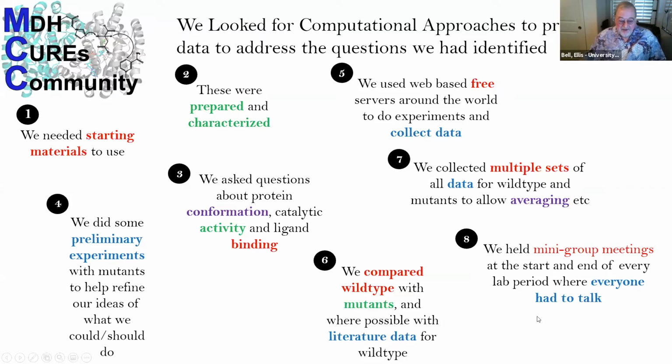The other thing we did was every lab period, we had mini group meetings where we talked about the aims, we talked about the data, we talked about the approaches. And one of the rules was everybody had to talk. I try to structure the class so that by the end of the semester, where I want them to be talking and presenting, the fear factor of talking in front of a group of students and often a group of other faculty as well had disappeared. And so we tried to build that in throughout the semester.